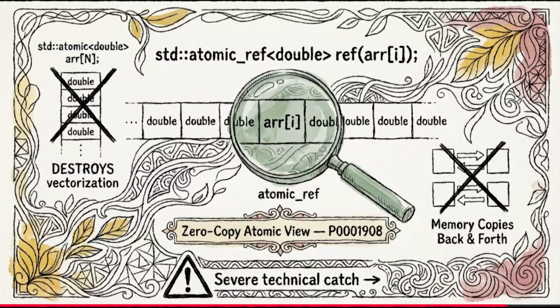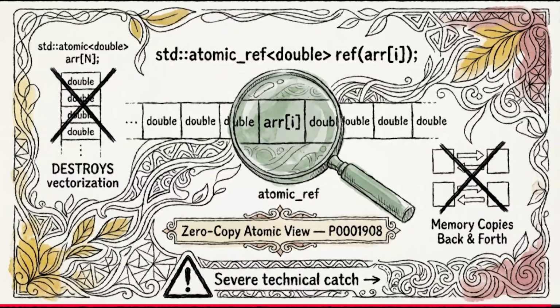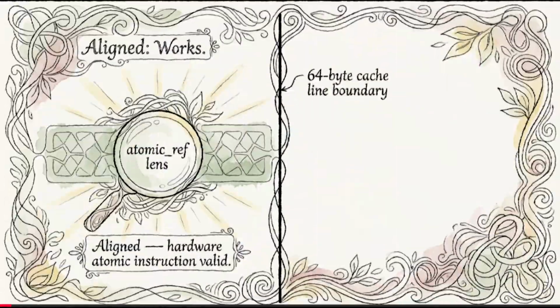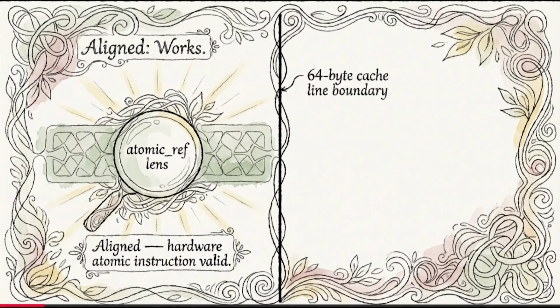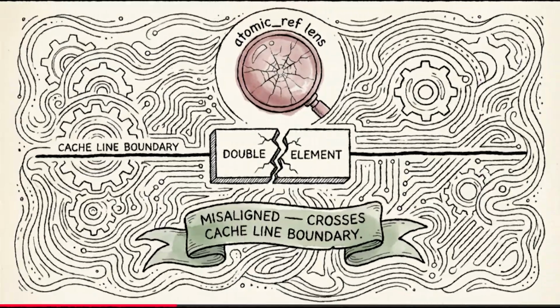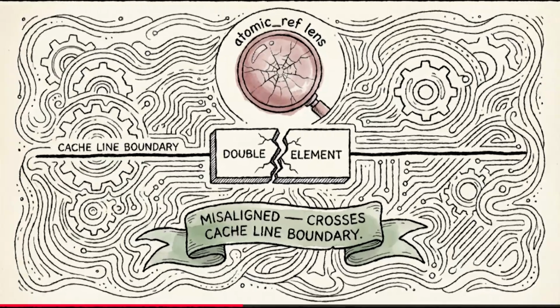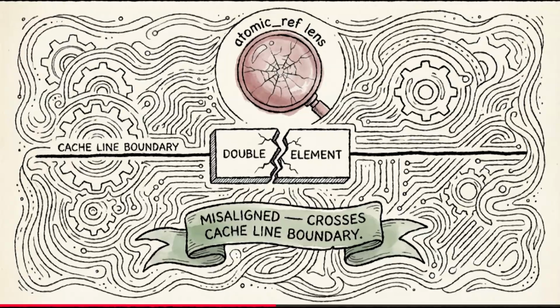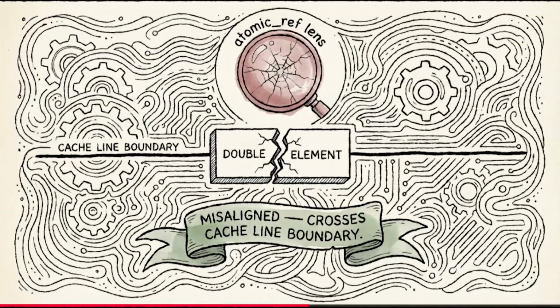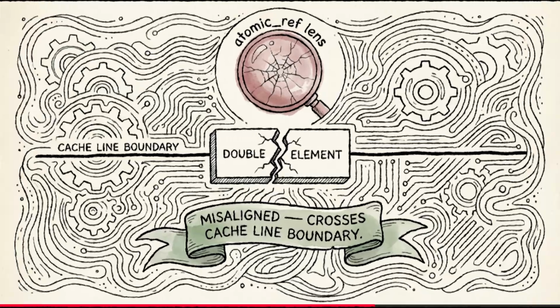But I was reading the proposal, and there is a severe technical catch here that developers absolutely must understand before they use it. There is, and it goes right back to the hardware. Because you are dynamically retrofitting atomicity onto a standard object, atomic_ref demands strict hardware-level required alignment. The cache lines. Yes. If your underlying data is not aligned precisely to the specific cache line boundaries that the physical silicon expects for its atomic instructions, the hardware simply cannot guarantee the indivisibility of the operation, and the abstraction collapses entirely. That's dangerous. It is.